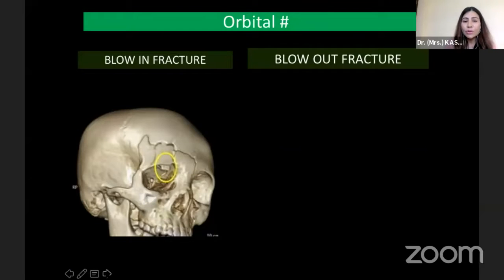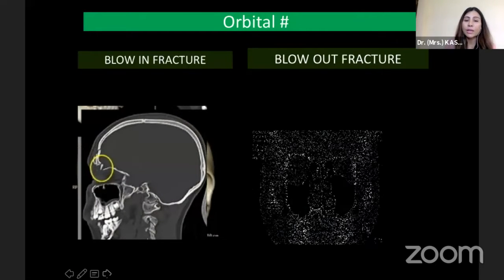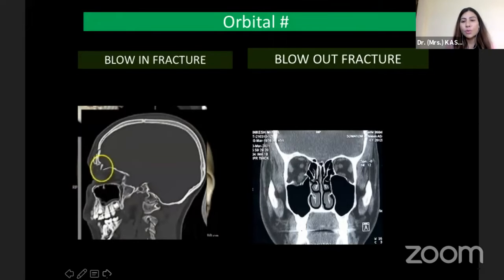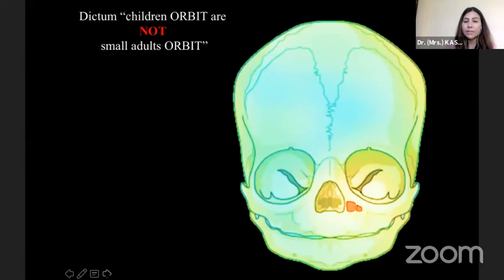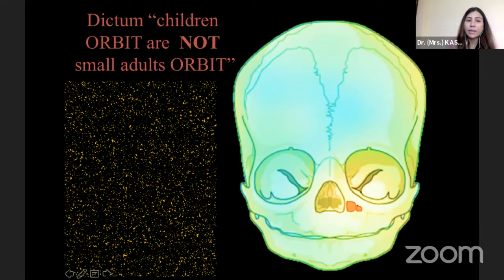When we talk about orbital fractures, basically it is a blow-in fracture or a blow-out fracture. The blow-in is basically seen in the case of a roof fracture, especially in children. However, the blow-out fracture is more common amongst adults. So there's a dictum that children's orbits are not small adult orbits. And it's very important that we understand that the children's orbit is completely different from that of the adult orbit.